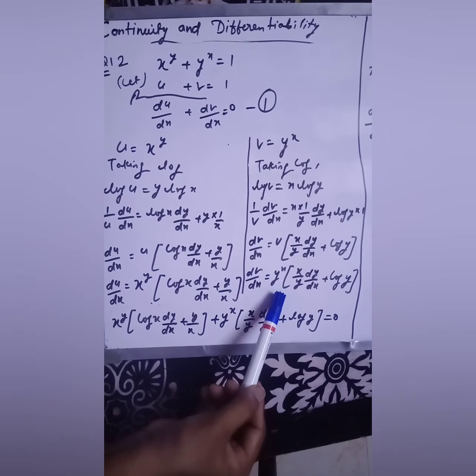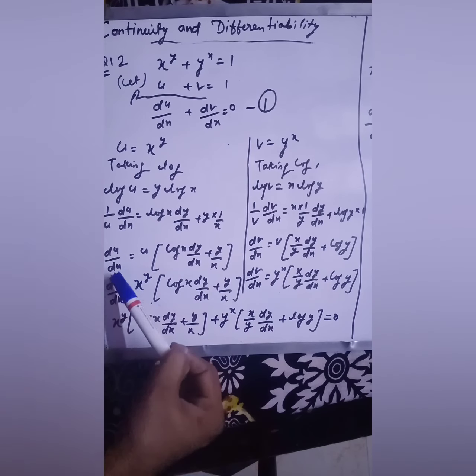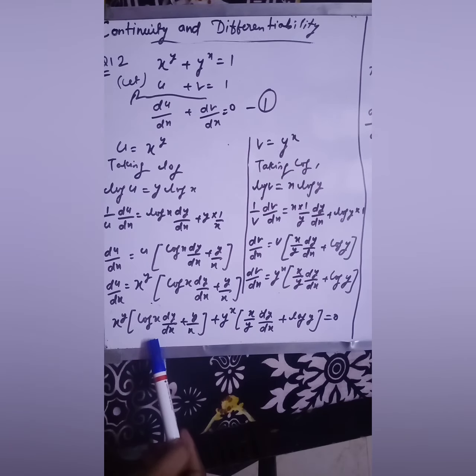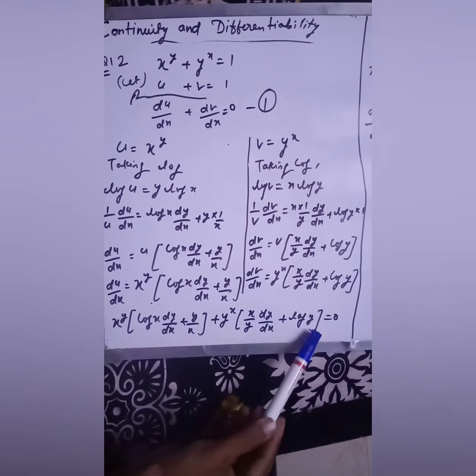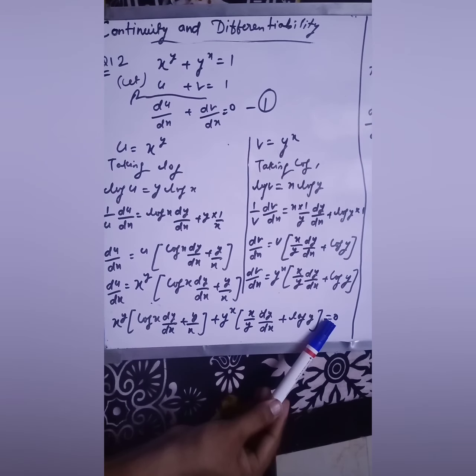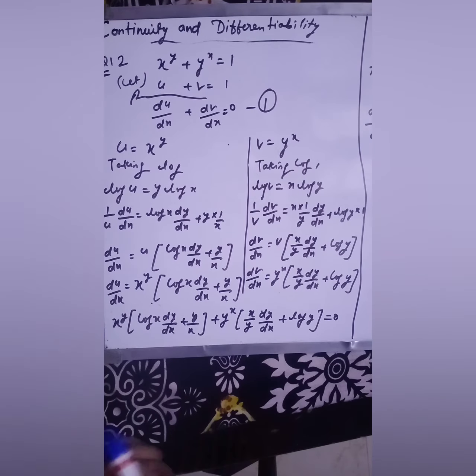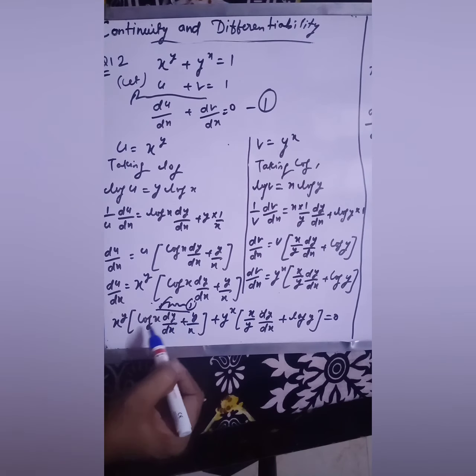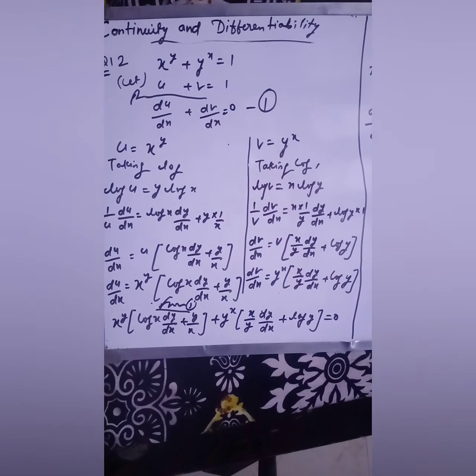Now what you have to do, you have to put the value of du by dx and dv by dx in equation number 1. So here I am putting, so this is your du by dx plus dv by dx, that is equals to 0. From 1 you are writing this, and now you have to insert this x^y in this, and this y^x in this. Then you have to arrange dy by dx terms on one side and the other terms on the other side.